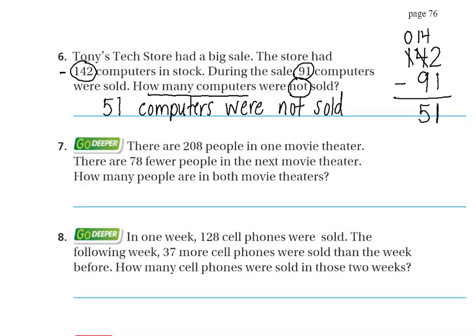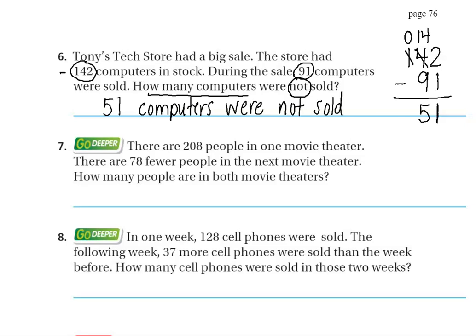Okay, let's go on to our next problem. I see that this is a go deeper problem, so I know that maybe we'll have a couple more steps than just one simple problem to solve, like in number 6. There are 208 people in one movie theater. There are 78 fewer people in the next movie theater. How many people are in both movie theaters?